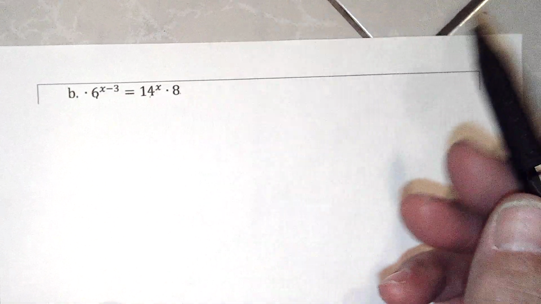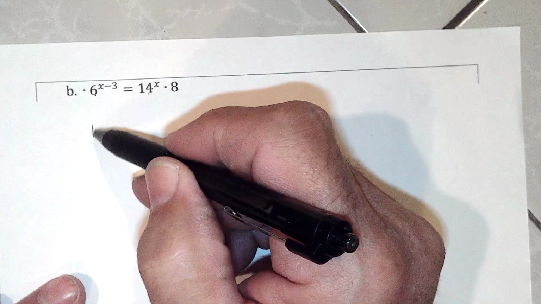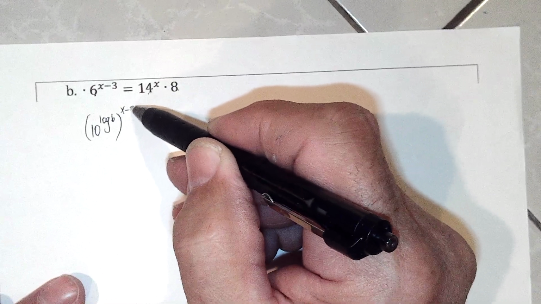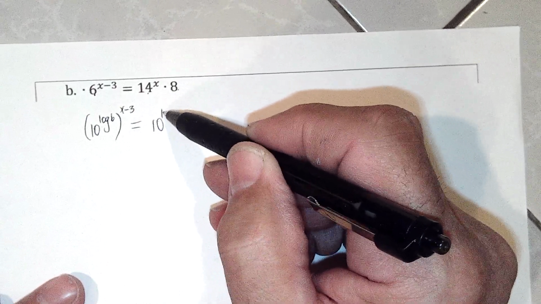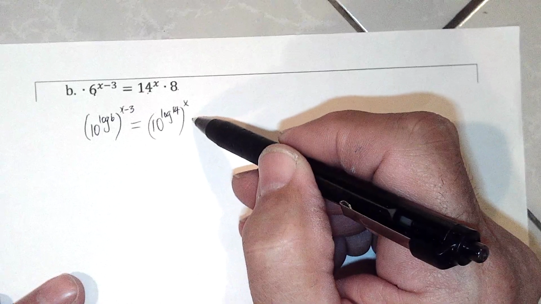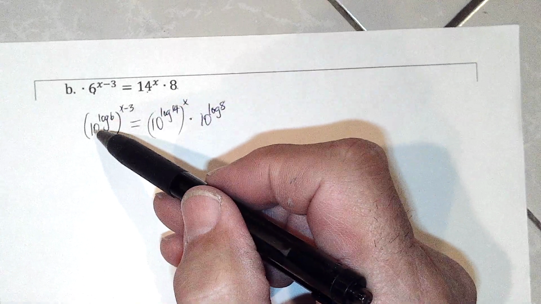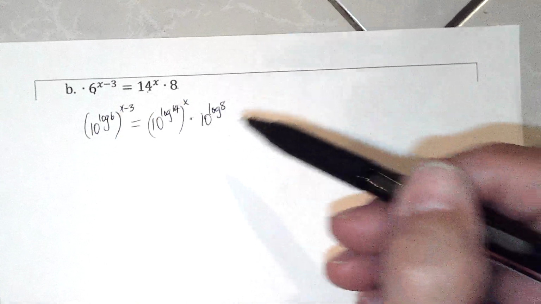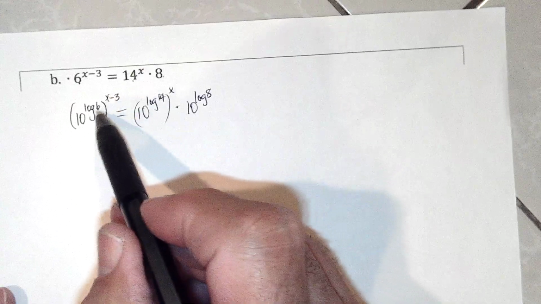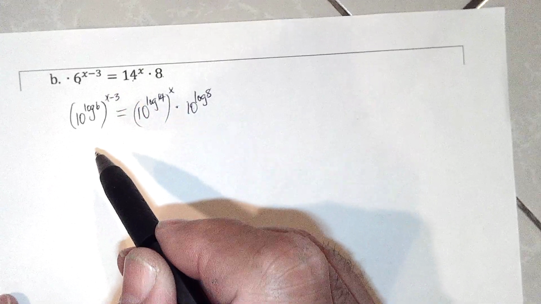Now I can't write them as a common base, so I can go to base e or base 10. If I go to 10, this would be 10 to the log 6, that's another name for 6, to the x minus 3 equals 10 to the log 14, that's another name for 14, to the x times 10 to the log 8. I could have done e to the ln 6, e to the ln 14, and e to the ln 8, but I did it in base 10. Now here, where a lot of people got messed up, you have to take the log 6 times both of those. You have to distribute this.